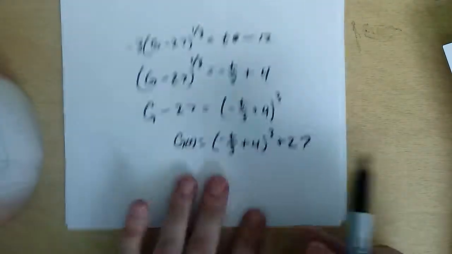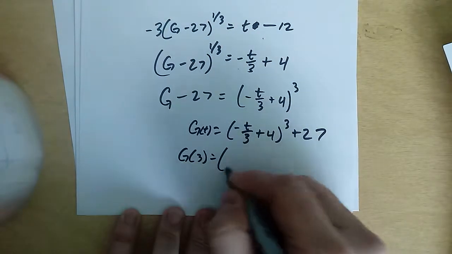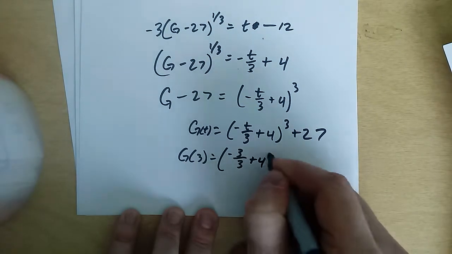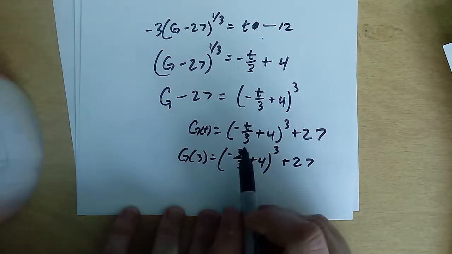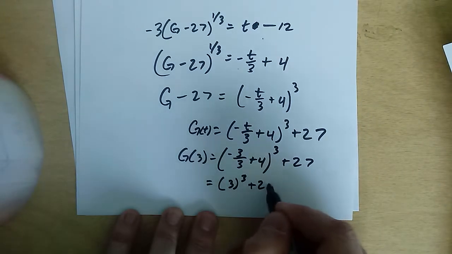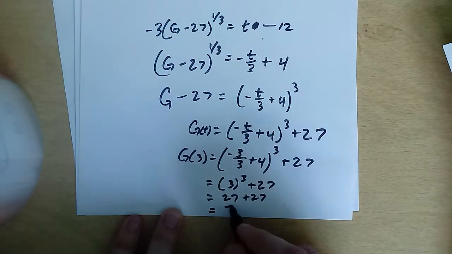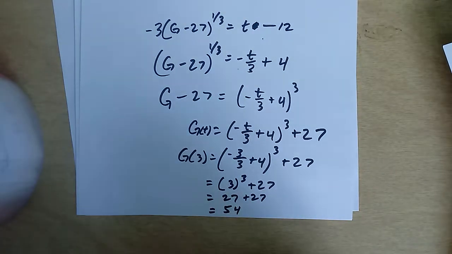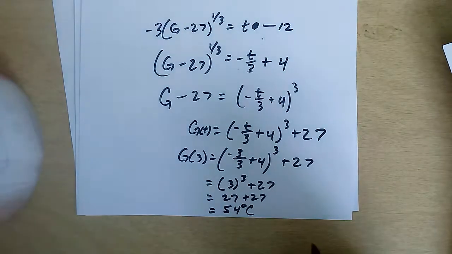Yuck. And then we want to find g of 3, right? So now I just plug in 3. So g of 3 is equal to (negative 3 over 3 plus 4) to the 3 plus 27. Oh, that's going to turn out pretty nice. That's going to be negative 1 plus 4 is 3. So that's going to be 27 plus 27. And then we're going to get g of 3 is equal to 54. So 54 degrees Celsius.